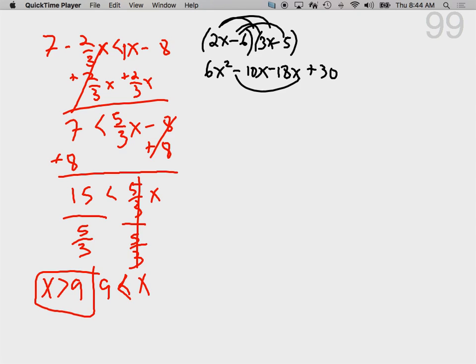Now, always combine in the middle, so that would be 6x squared minus 28x plus 30. Okay? All right, any problems on that one?